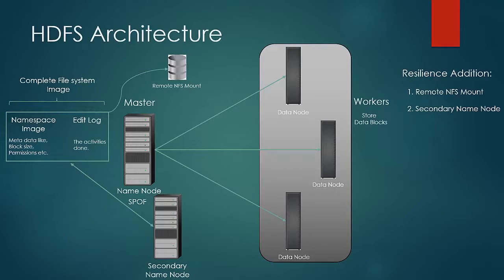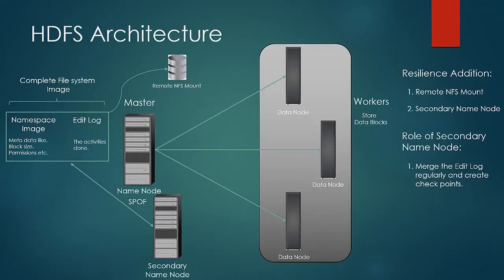Secondary name node also creates checkpoints of the namespace image and edit logs merged together and writes it to a file. This helps name node to release the main memory occupied by the edit logs till the point of last checkpoint. And this is the only purpose of secondary name node. Secondary name node is a Java program which just combines the edit logs and the namespace and creates a checkpoint. That's it.